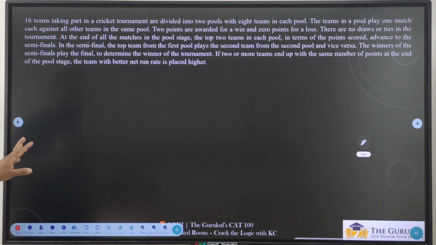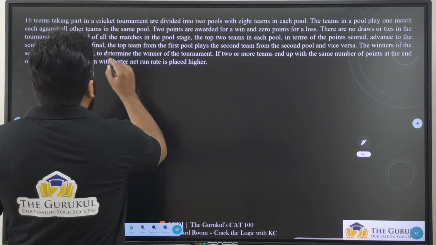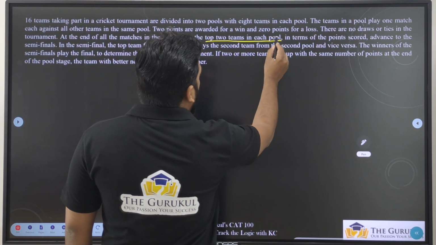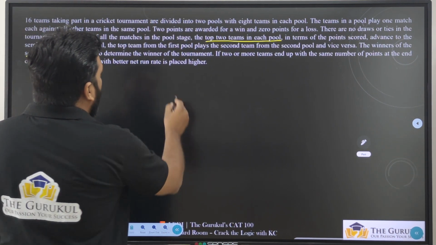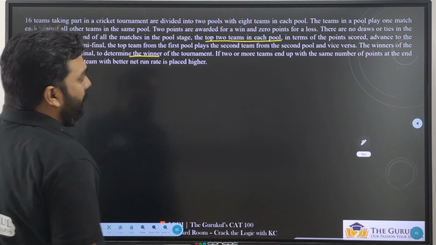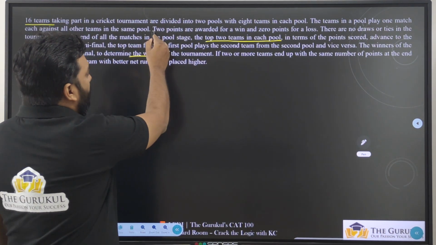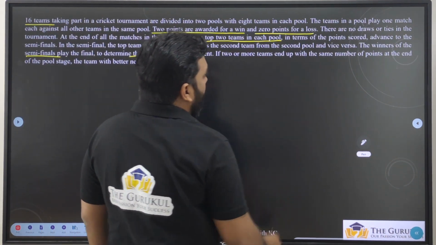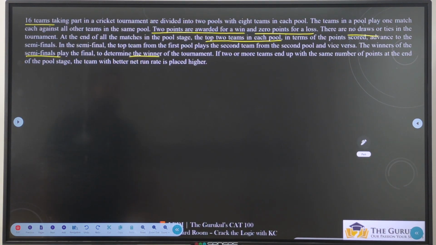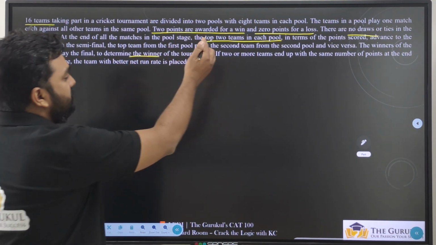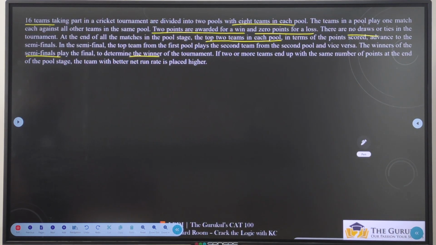Now let's try to break this question. In this question we have 3 important note points. First, the top 2 teams of each pool will go to the semi-finals, and then the winner will be decided with a final match. And there are 16 teams, and 2 points are awarded for a win and 0 points for a loss, and there are no draws. Perfect. This is the basic information. 16 teams are divided into 8 teams in each pool. So we have pool A and pool B.